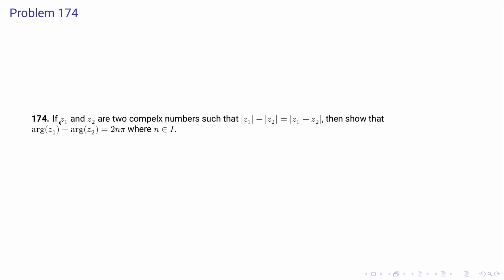Problem 174 says that if Z1 and Z2 are two complex numbers such that mod of Z1 minus mod of Z2 is equal to mod of Z1 minus Z2, then show that arg of Z1 minus arg of Z2 is equal to 2nπ, where n is in the set of integers.